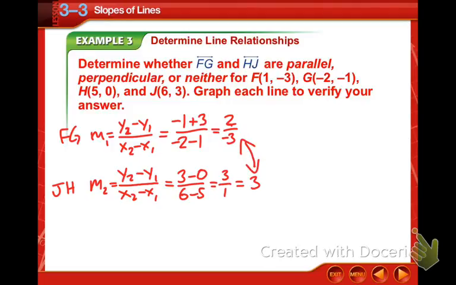These two compare. If that was a 1 instead of a 2 on the top, that would totally work out. But it doesn't. It's not an opposite reciprocal. They're not congruent for sure. So this is neither.